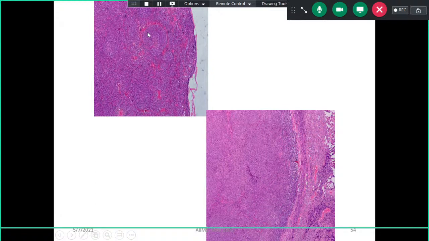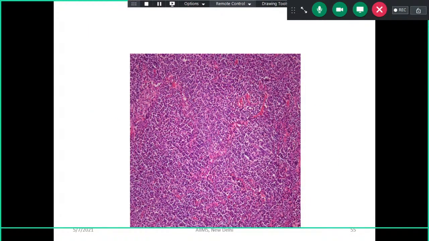So these are the factors. One is loss of architecture; you don't find cortex and medulla. Then loss of the mantle zone. Then the extracapsular extension. These are the subtle features where, yes, probably I am dealing with a lymphoma, not a reactive node.